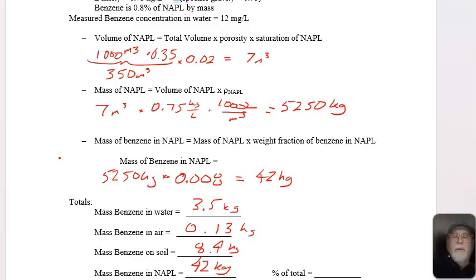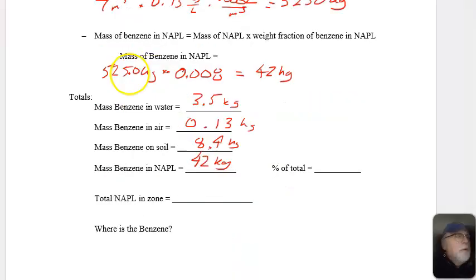So the air is the smallest one by far, but it actually turns out for a lot of NAPLs, that is the big concern, the chemical moving in the air, and it also helps us for remediation to get rid of that air. So the total in our contaminated zone here, if I add those up, is right about 54 kilograms, of which the NAPL was 42 kilograms, so that's like 78% of that. So most of our benzene was in the NAPL.